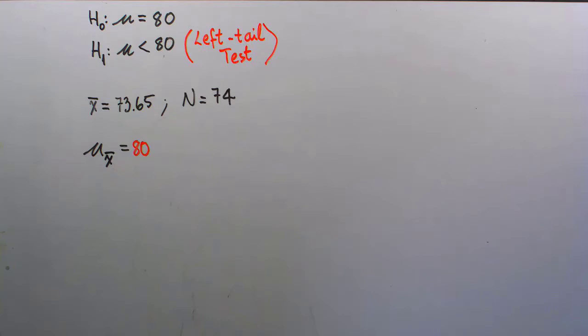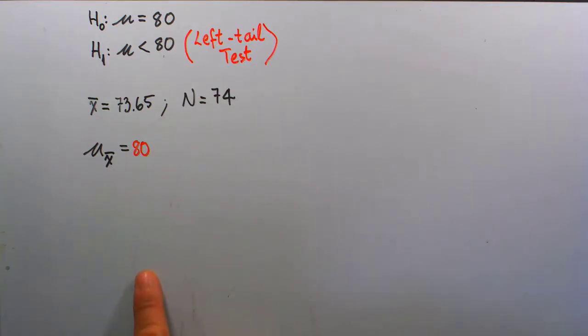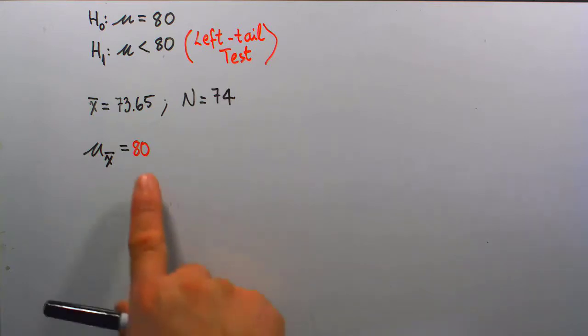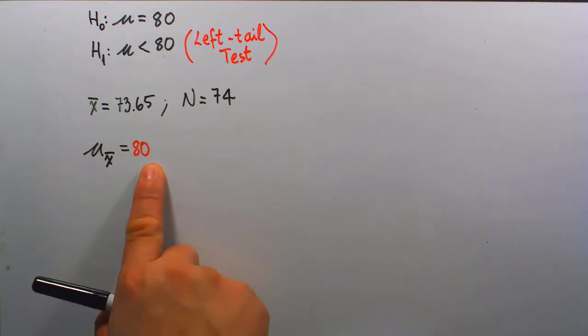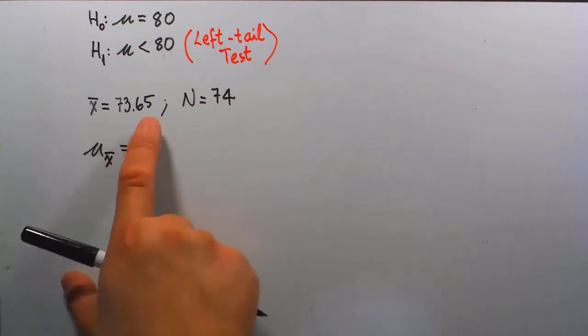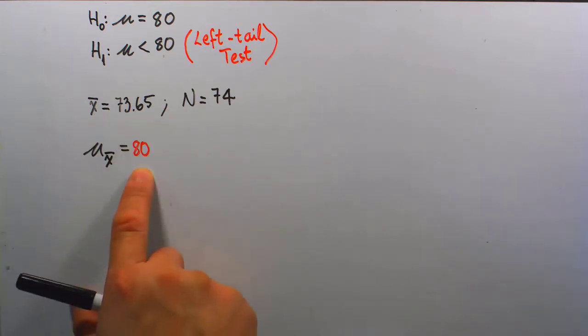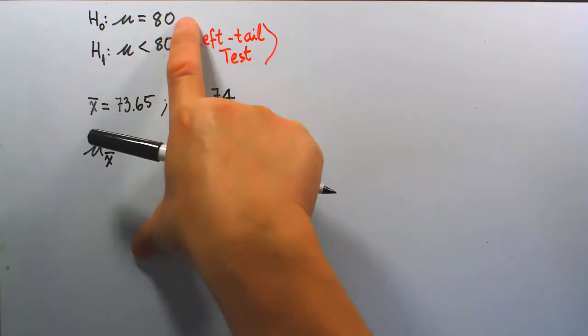And allow me to wait until after we finish putting all the steps together to give the actual explanation of why and how I came up with mu x bar equal to 80 here. But what we can notice at this point is that mu x bar, the center of all sample values, must always be the same as the value being claimed in our null hypothesis.